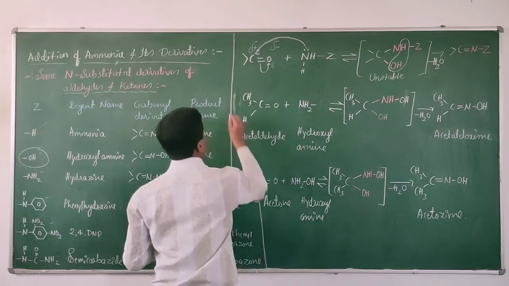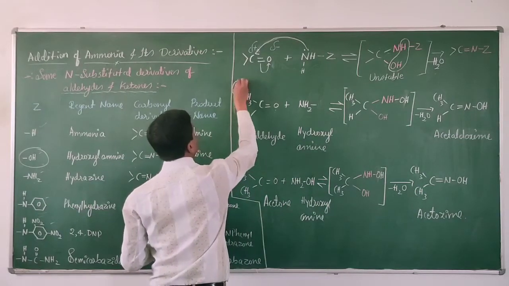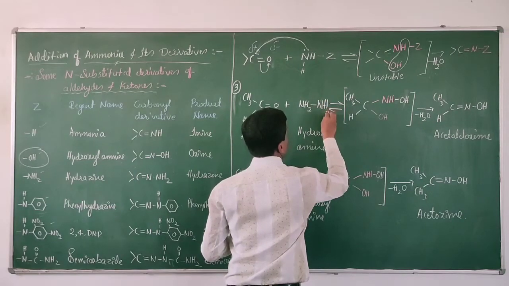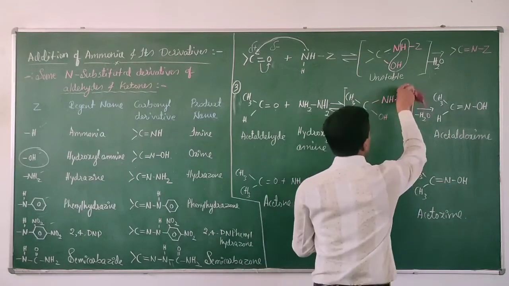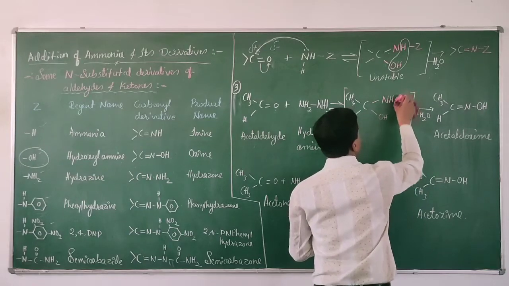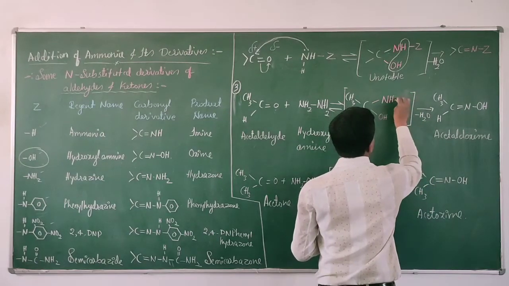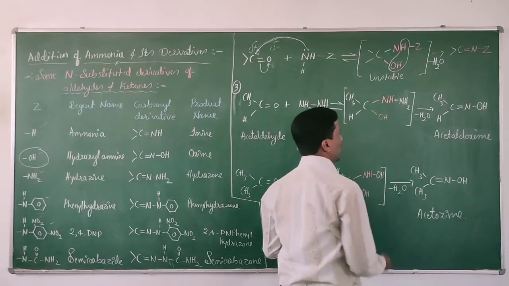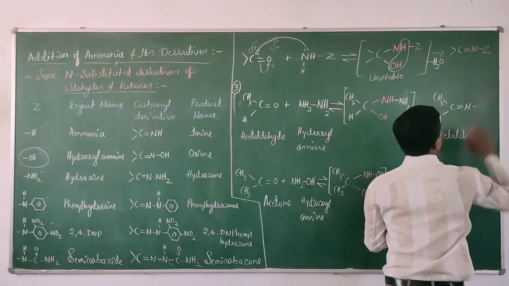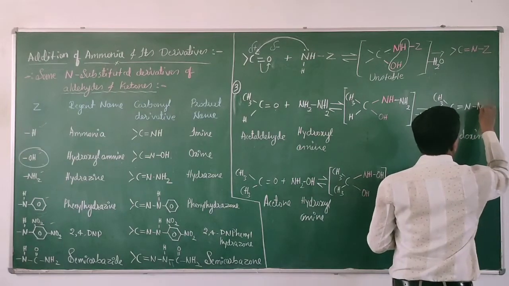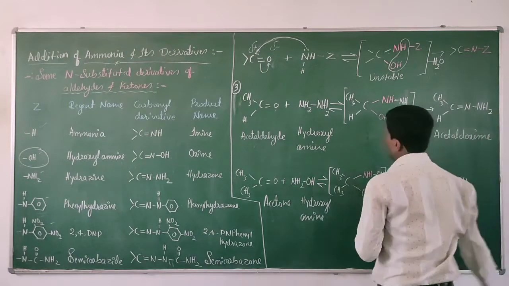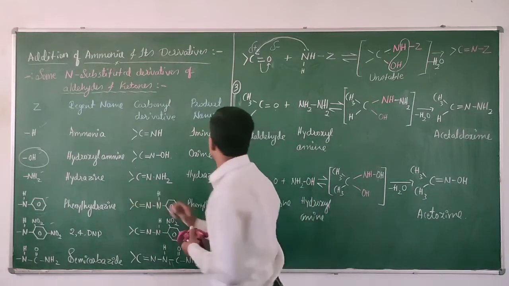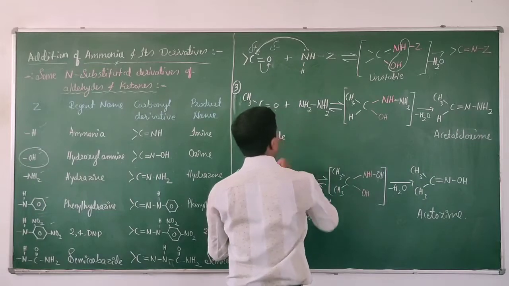Let us consider example number 3. NH2. In the place of Z, write NH2. Here also write NH2. Name of the product now. Look here. Hydrazone. This is hydrazine.